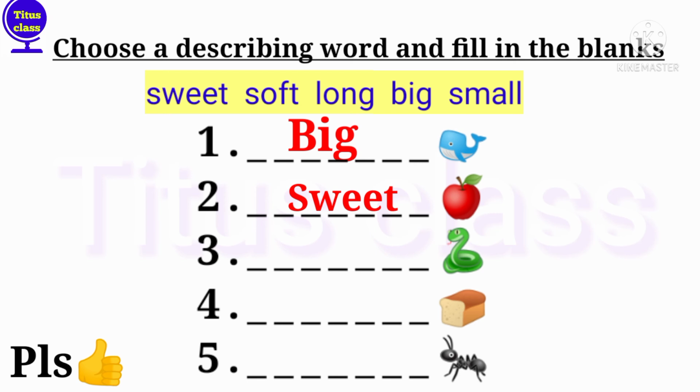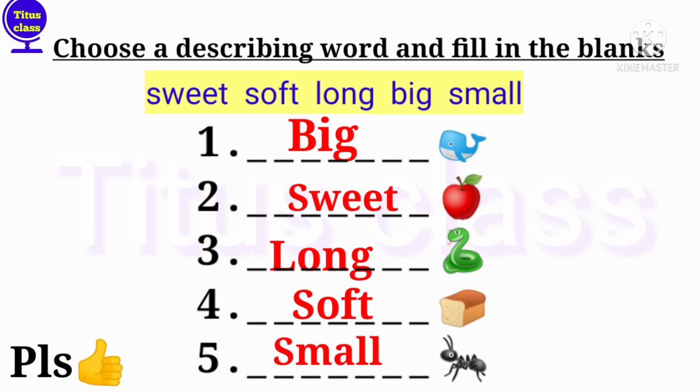Now the picture of a snake. Snake is a small animal? No. Big? No. Long. So I will write here long. Fourth one, bread. How the bread is? कैसा होता है? Hard or soft? Soft. So soft bread. Fifth one, ant. What is the size of ant? Small. So I will write here small.